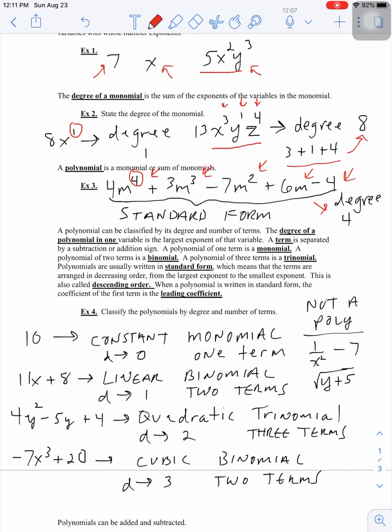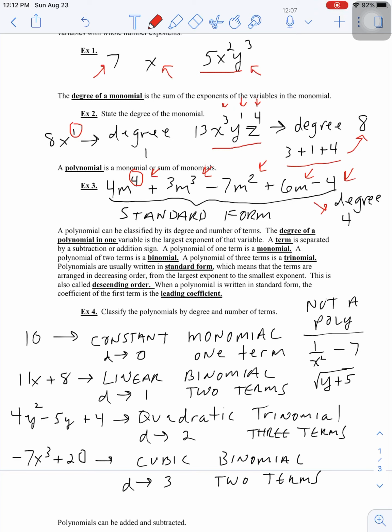A polynomial of one term is a monomial, mono meaning one, as I mentioned earlier. A polynomial of two terms is a binomial, bi meaning two. A polynomial of three terms is a trinomial, tri meaning 3. And then polynomials are written in standard form, which means that the terms are arranged in decreasing order from largest exponent to smallest exponent.